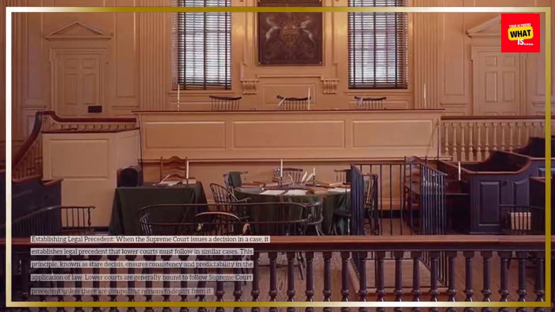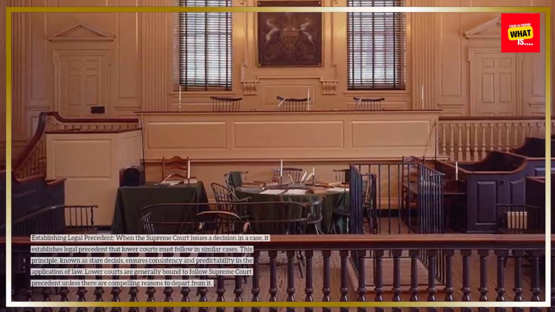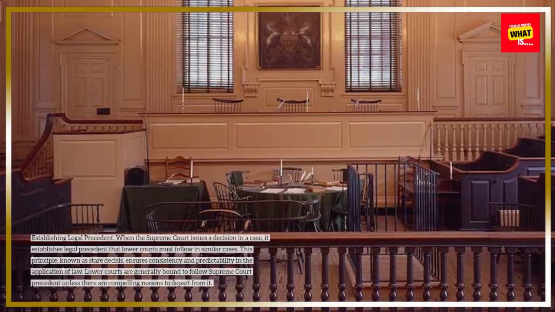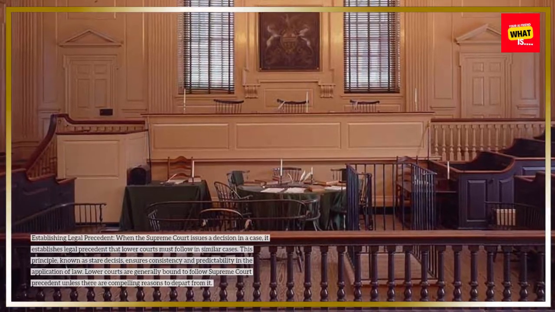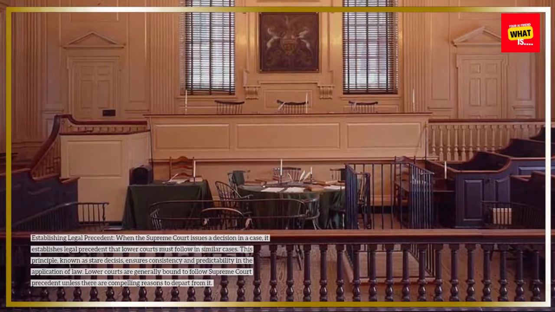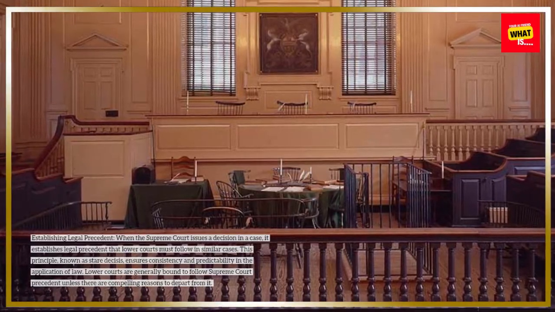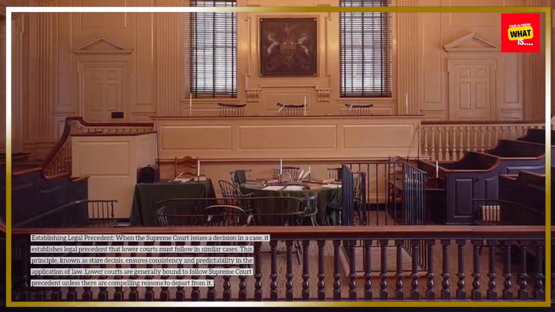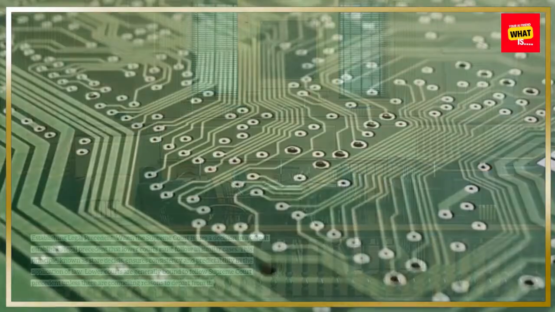Establishing legal precedent. When the Supreme Court issues a decision in a case, it establishes legal precedent that lower courts must follow in similar cases. This principle, known as stare decisis, ensures consistency and predictability in the application of law. Lower courts are generally bound to follow Supreme Court precedent unless there are compelling reasons to depart from it.